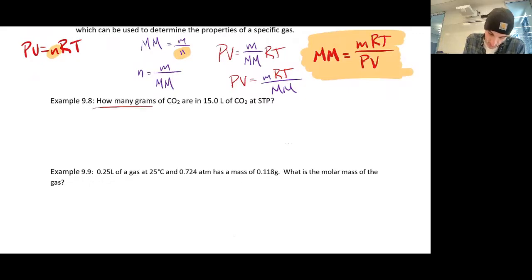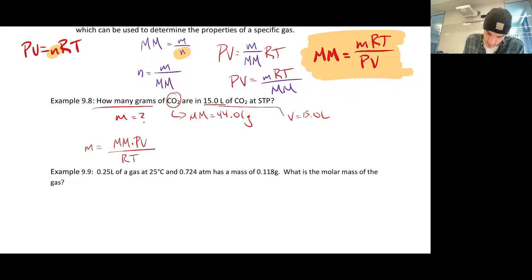Again, how many grams? So we're looking for mass. For CO2, we know the molar mass, and you end up with 44.01 grams. And 15 liters, that is my volume. Now it's just a matter of plugging things in. I'm going to rearrange this equation, so we end up with mass is equal to molar mass times PV all over RT.